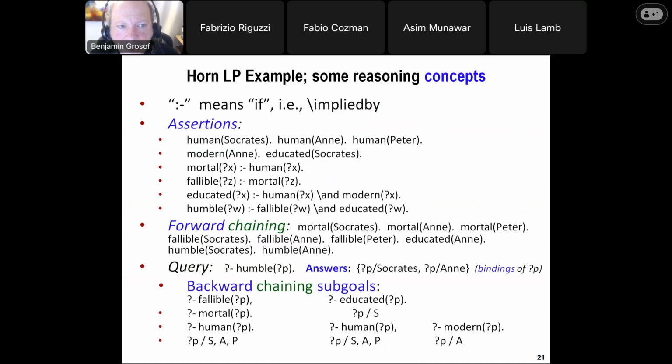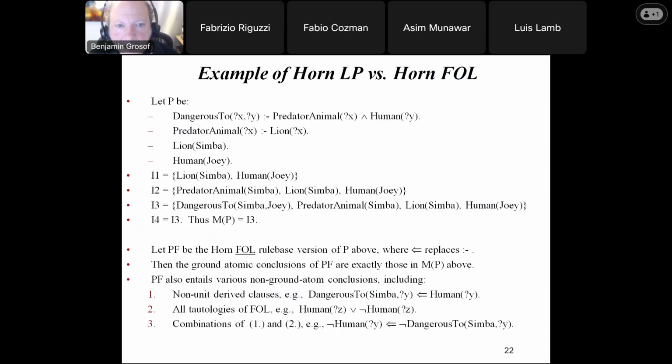We just did an example of Horn LP. Now consider how that relates to Horn FOL. So we have a similar definition syntactically, the Horn case of FOL. So consider the following set of assertions: if X is a predator animal and Y is human, then X is dangerous to Y. If X is a lion, then X is a predator animal, and the fact that Simba is a lion and the fact that Joey is a human.